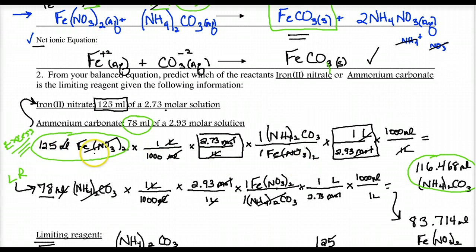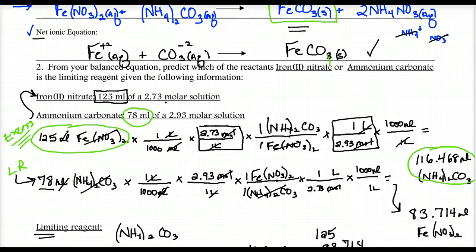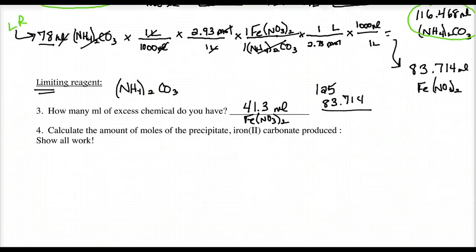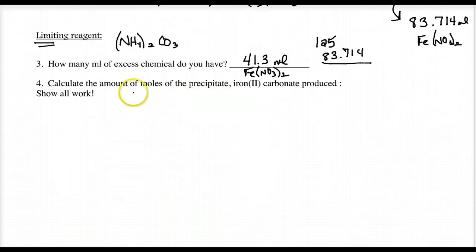So if you want to start with iron nitrate, you can start with 83.7 milliliters of iron nitrate and then do the Stoich problem to get to iron carbonate. Or you can take the safe bet and use the limiting reagent. You'll overestimate your answer if you start with the excess chemical. And we've covered that, and this is nothing new. So now we're going to get the amount of moles of precipitate. I didn't ask for grams. So I'm going to do my 78 milliliters. I'm going to keep the safe bet, use my limiting reagent of ammonium carbonate.